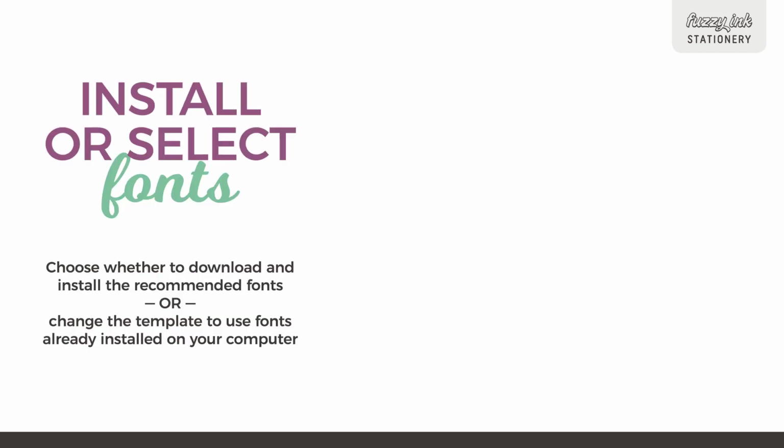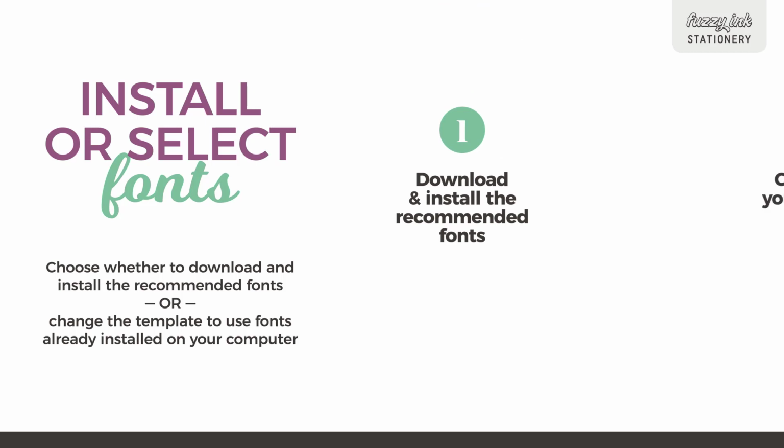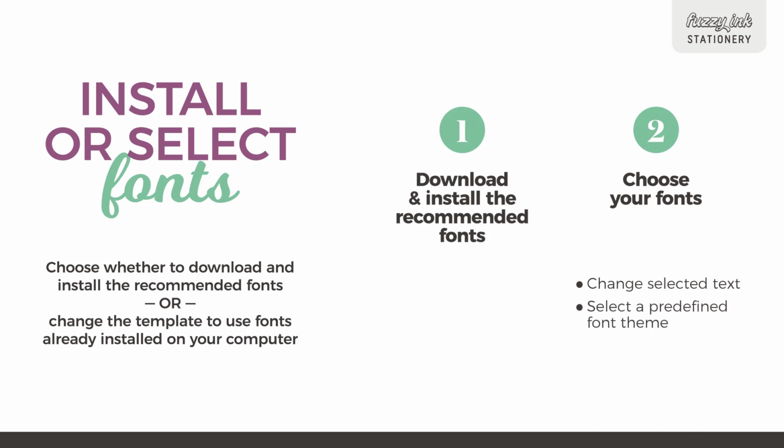Install or select fonts. There are 2 options. You can download and install the recommended fonts or choose your own fonts, which means you can change selected text only. There will have been a number of predefined font themes that were installed when you added Microsoft Office to your computer. You can choose one of those or create your own custom font theme.